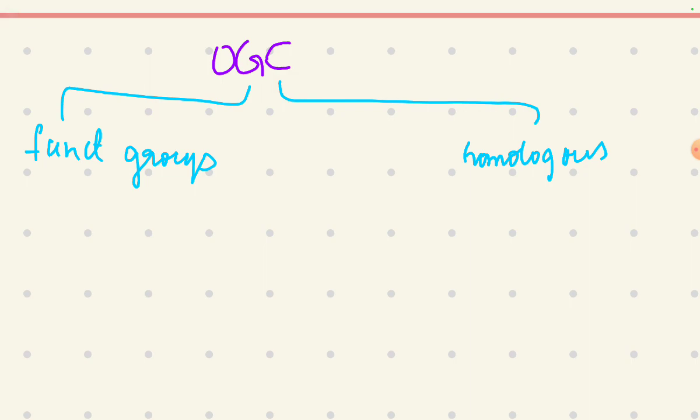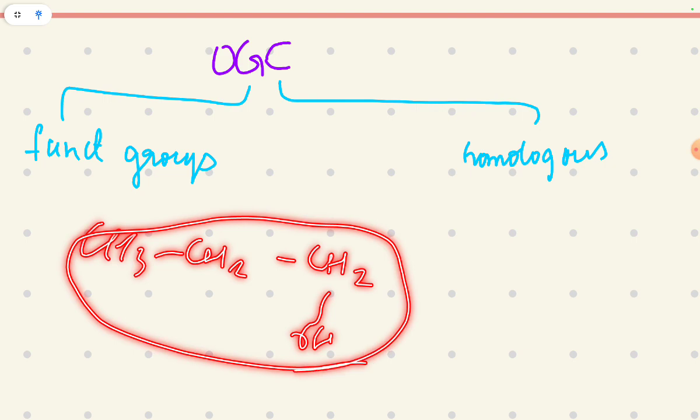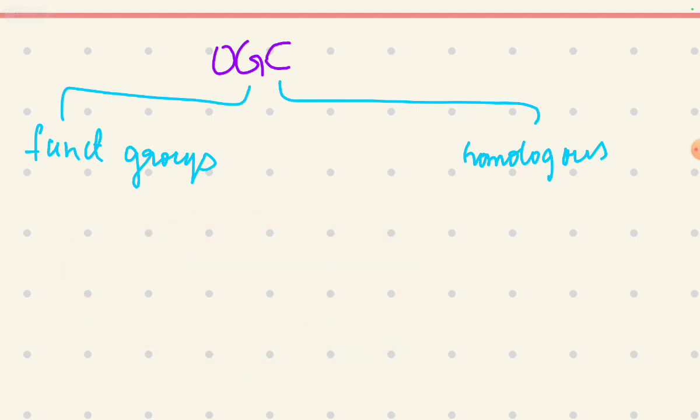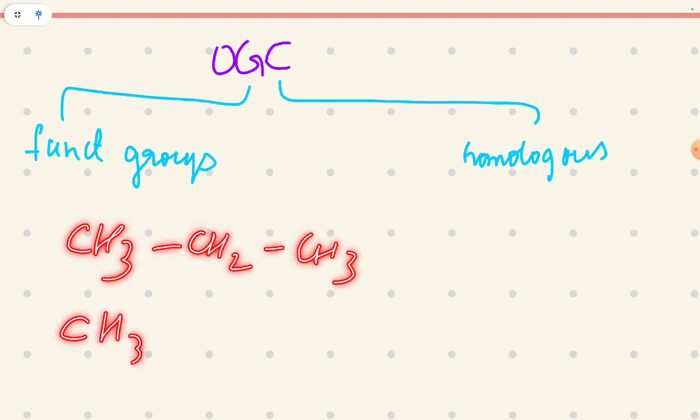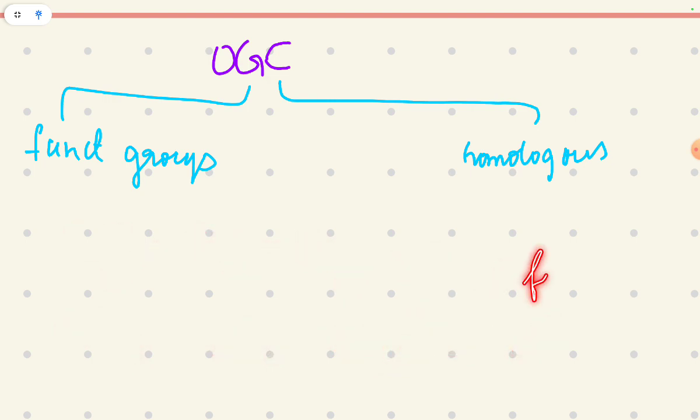See, CH3CH2 and CH2OH. This is the correct structure, guys. Please excuse that, it was wrong. So before it was CH3CH2CH3, but after adding OH, this is completely different. Why? Because this is there. This is called a functional group. It gives special properties to the particular compound.